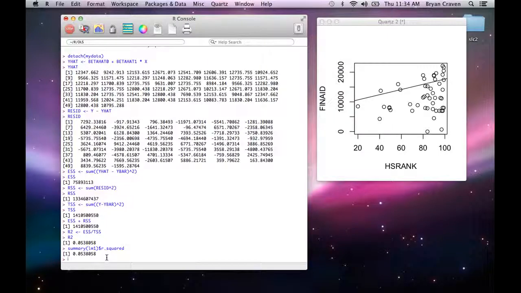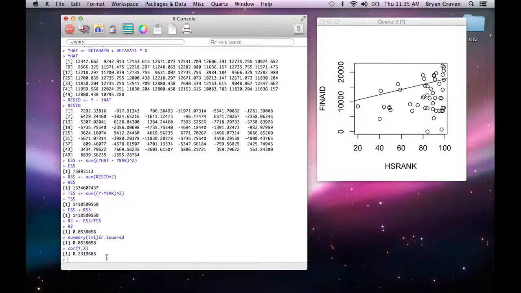There's also an easy way to pull up the correlation coefficient in R. So you can say cor of y and x, and that'll give you that right there.